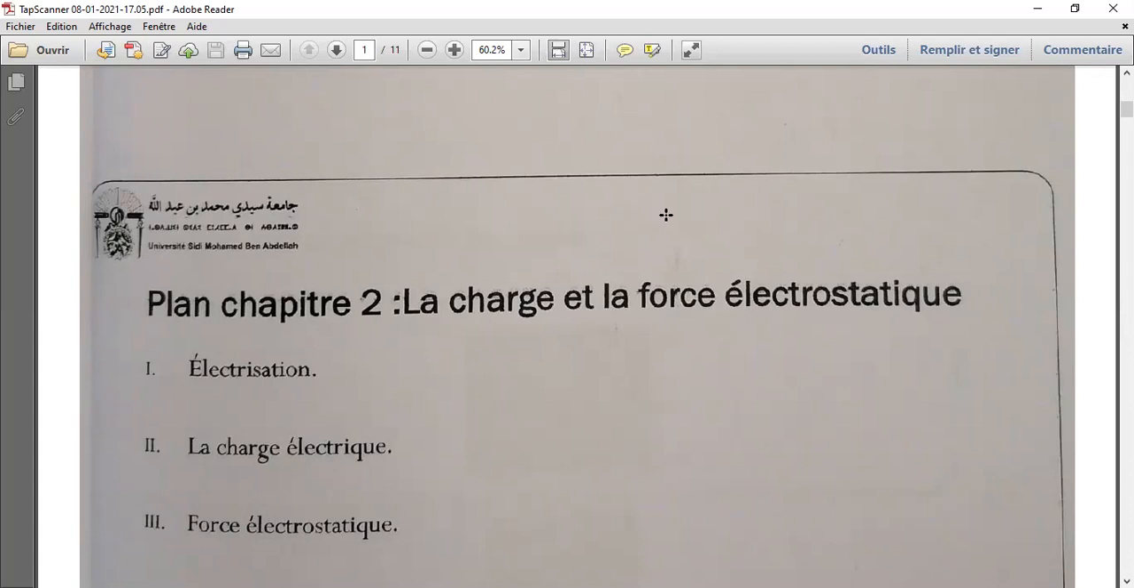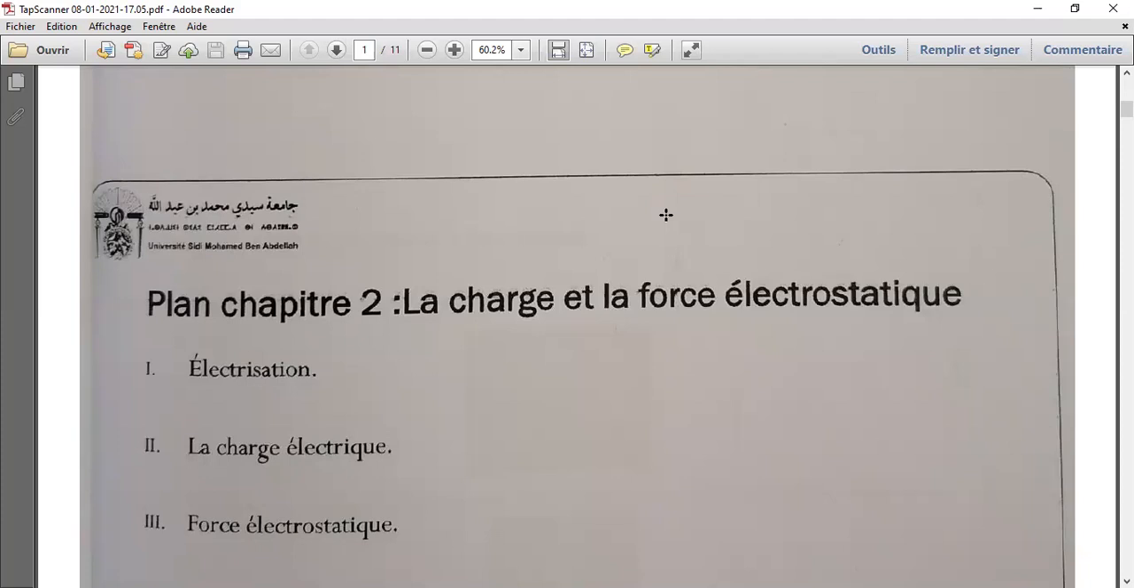So the first thing is electrization. I'm just going to do it a bit fast, but if you have any questions, you can stop me and ask your questions where you don't understand. The most important thing is your understanding.